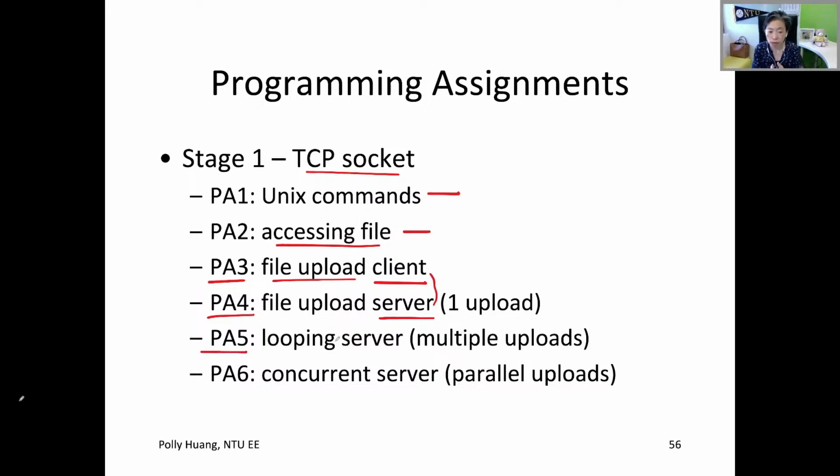PA5 is to extend the server such that your server not only reads from a file once and then is done, it will continue to loop, taking a file and then going back to wait for another upload, taking a file, waiting for another upload. So you could handle multiple uploads sequentially. And finally, PA6, just like all the servers for the internet services these days, they should be working, of course, looping forever and seemingly handling multiple clients uploading files simultaneously. Okay, so parallel multiple uploads at the same time.